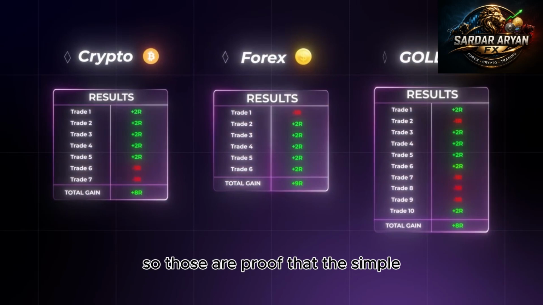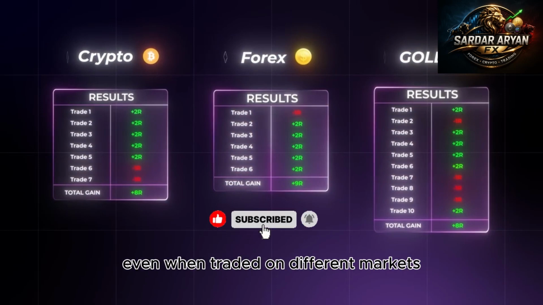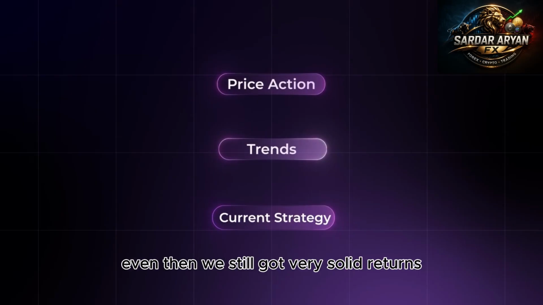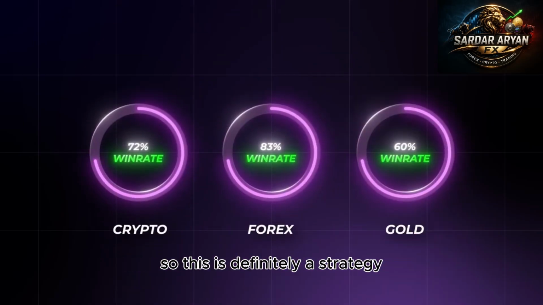So those are proof that the simple 4-hour range strategy works extremely well, even when traded on different markets. And remember, this was the most basic version of the strategy. We didn't even combine it with other concepts yet. But even then, we still got very solid returns. So this is definitely a strategy you can try out for yourself.